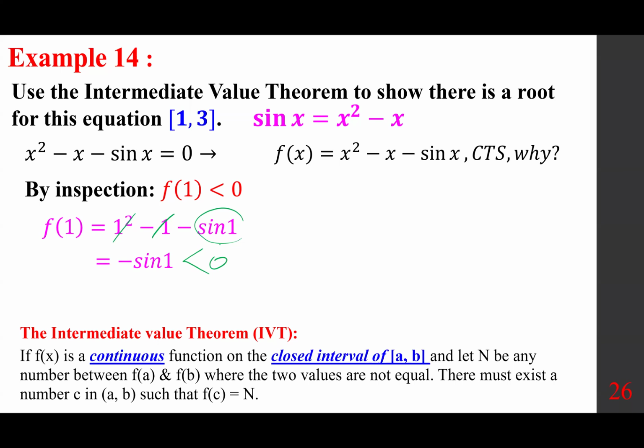This is negative. Let's plug in number 3. And f of 3 is positive. Let's check it out. Plug in number 3 and observe. When we do that, we get 3 squared, which is 9, minus 3, which is 6. And why is this expression positive?